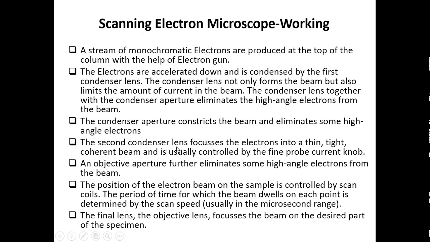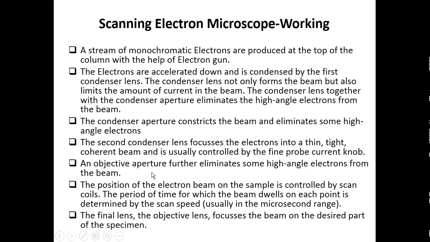The second condenser lens focuses the electrons into a thin, tight, coherent beam, and this is usually controlled by the fine probe current knob. So there will be a current knob provided on the scanning electron microscope panel, a fine current controlling knob. We can use that knob to control the beam current.